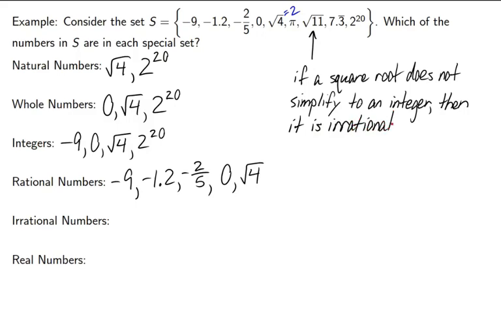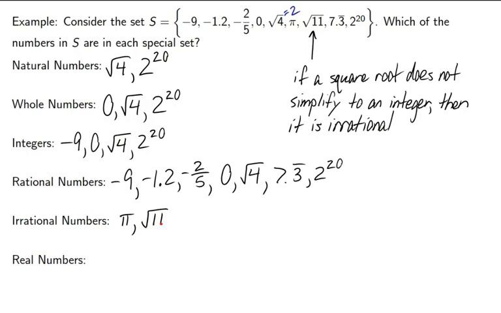Now, to see a proof of that is a bit of work, but you can just keep in mind that if you can't simplify it down to an integer, it goes in the irrational number category. It is not rational. Alright, 7.3 repeating. Well, remember, repeating decimals are also rational numbers. And then finally, we keep 2 to the 20th. For irrational numbers, that's everything that we haven't used yet. So pi was a decimal that didn't terminate and didn't repeat. And as I gave you, square root of 11 is also irrational.